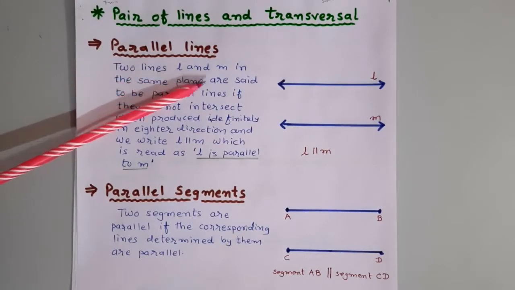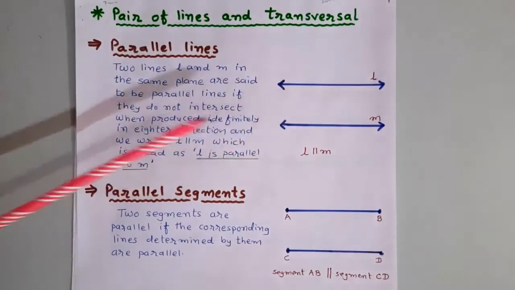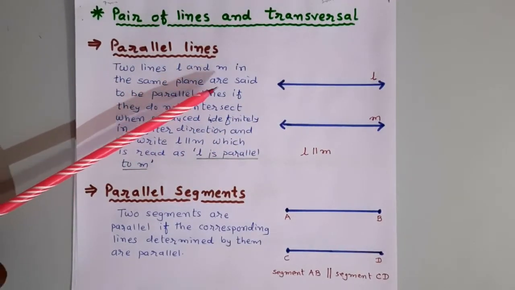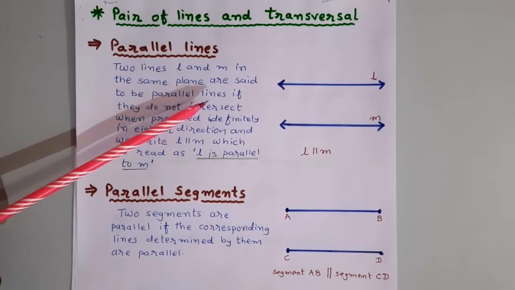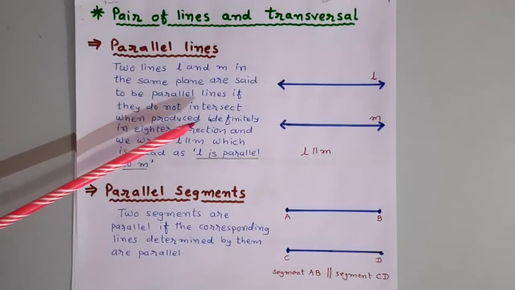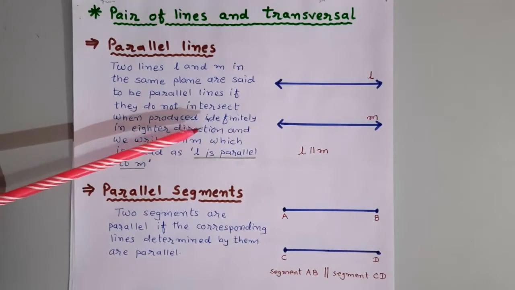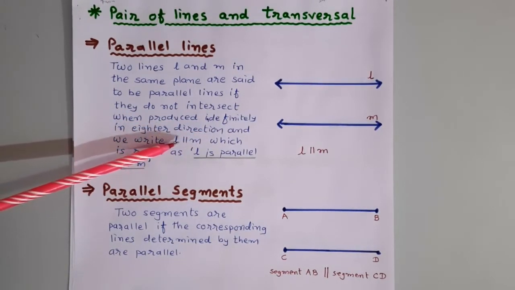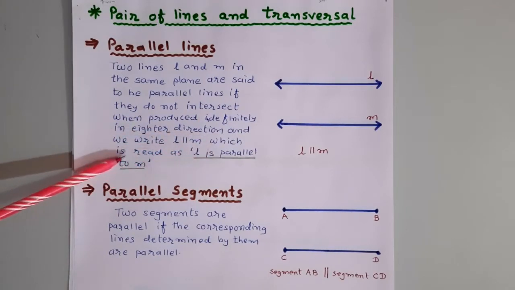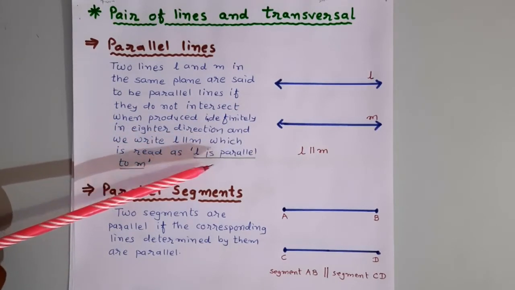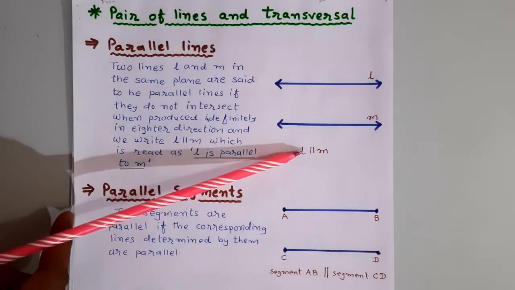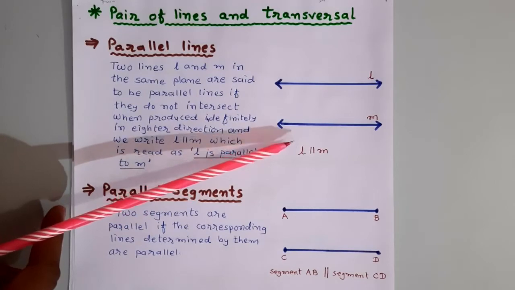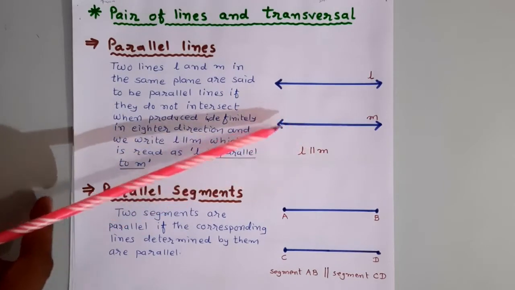You can see the two lines L and M. Two lines L and M in the same plane are said to be parallel if they do not intersect when produced indefinitely in either direction, and we write L parallel M, which is read as L is parallel to M, with the symbol of two vertical lines. In the figure, L is parallel to M.